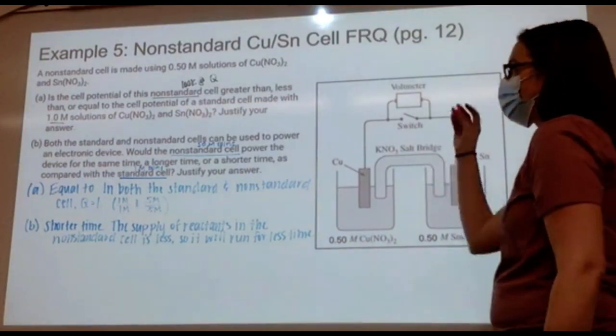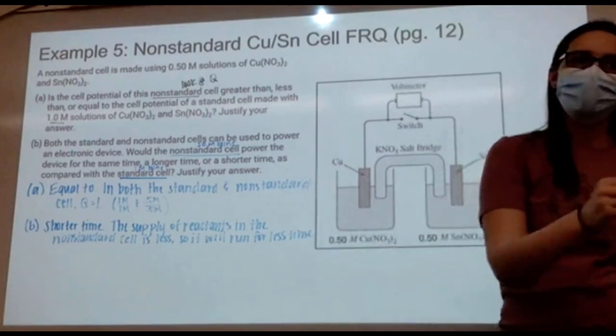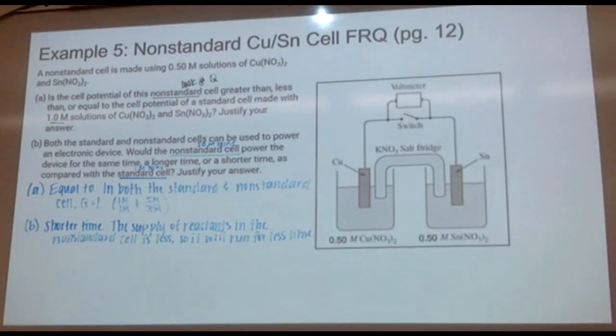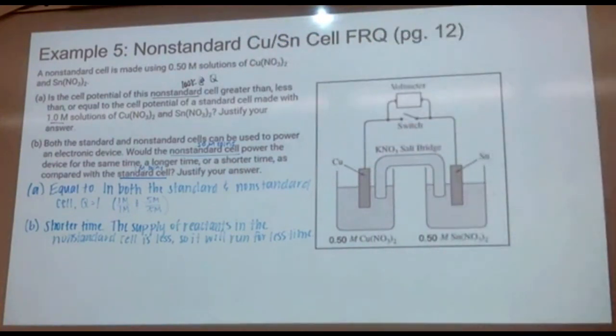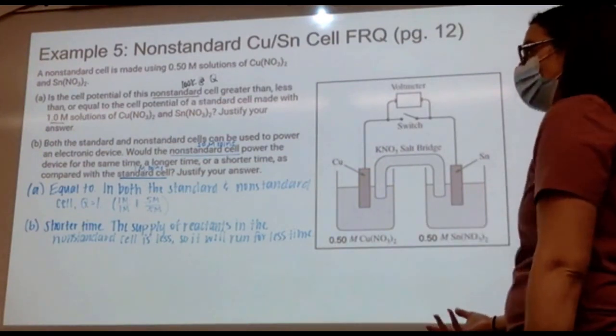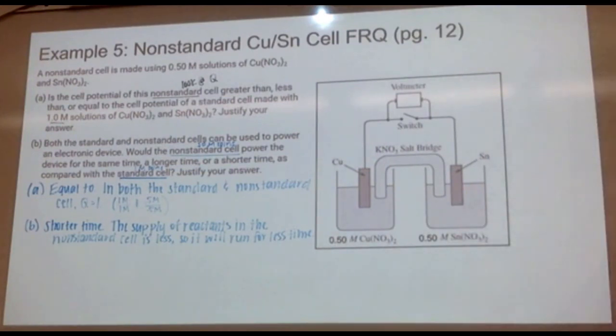When you change conditions, always look at Q. Remember, this is not a Le Chatelier argument. This is a compare Q to 1. When you increase Q, you decrease E. Because when you increase Q, you're above 1, you're closer to equilibrium. And so cell potential is going to be lower. You hit equilibrium when cell potential hits 0. Questions on this example?